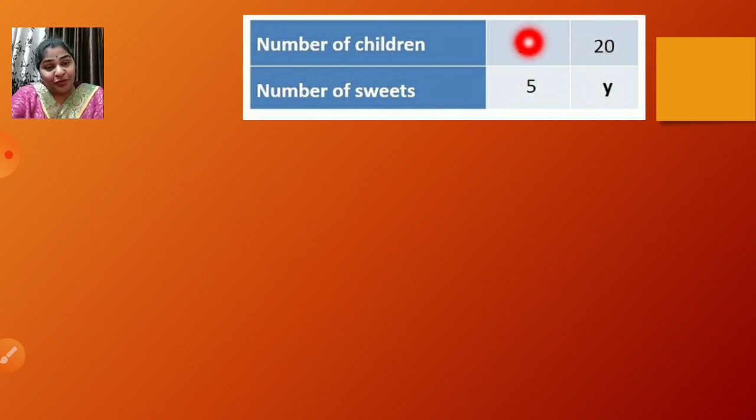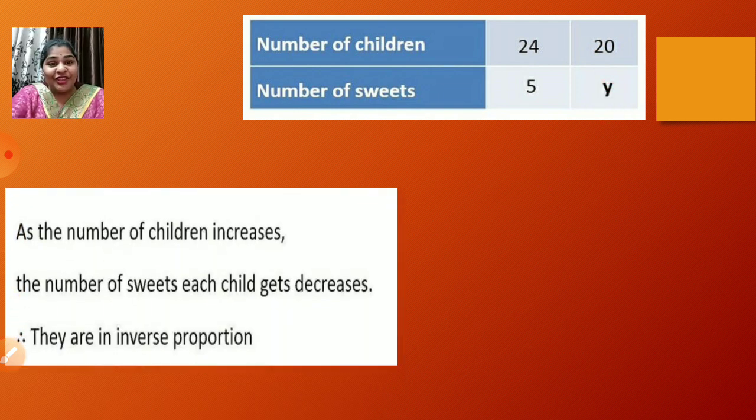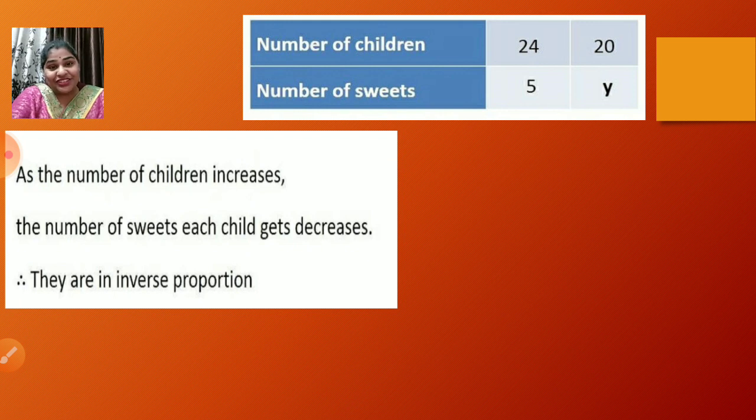So when 24 children were there, each one will get 5 sweets, and now when it is 20 children, we have to find how many sweets each one of them will get. As the number of children decreases, obviously the sweets each gets will increase. So they are in inverse proportion.